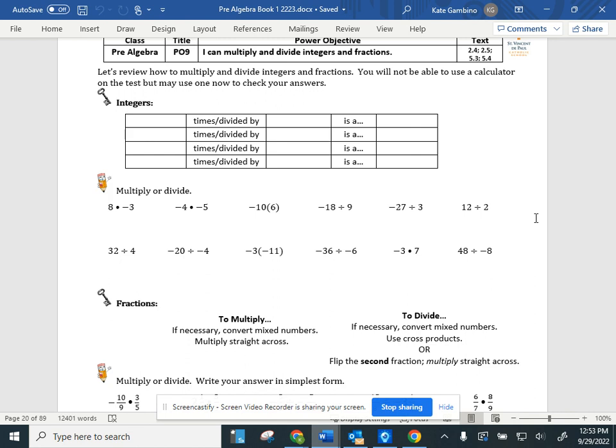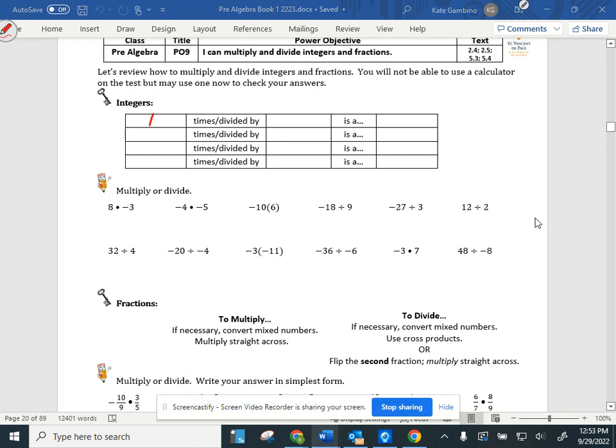You will not be able to use a calculator on the test, but you may use one now to check your answers. So on the test, you're just doing it on pencil and paper, no checking our answers with the calculator. But we want to make sure we can do our math correctly. So on the homework, we'll double check. So here are our rules.